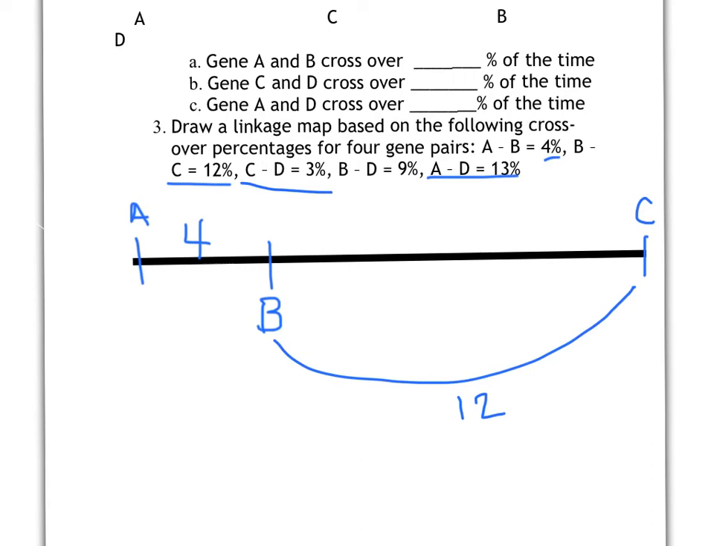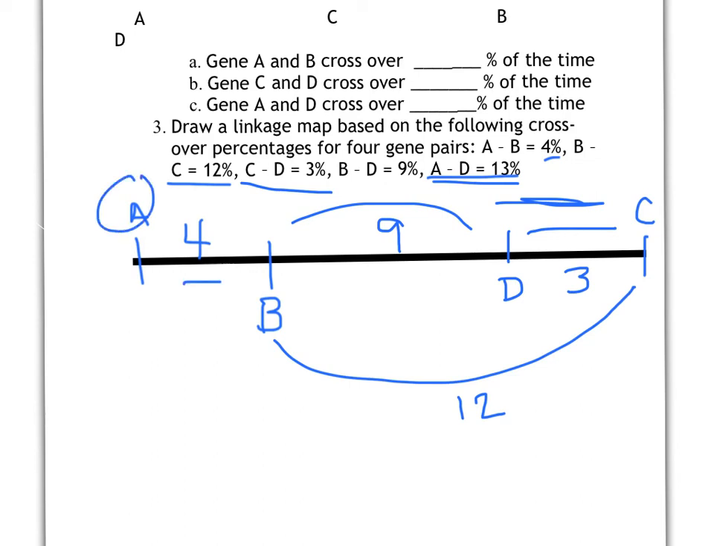So I'm guessing D will be in this area. Close to C, far from A, and a little closer to B than A. So somewhere in this area, like I said. So we're going to say it's right here is D. So 3 units away from C, 9 units away, and 4 plus 9 is 13. It matches. So this is going to be your linkage map. A, 4, B, 9, D, C.